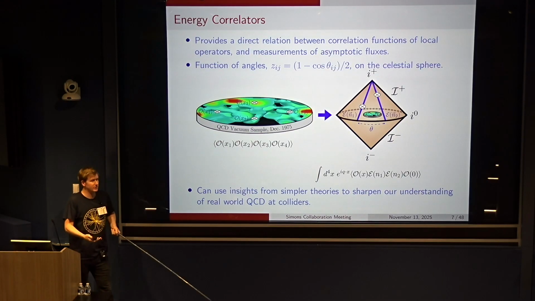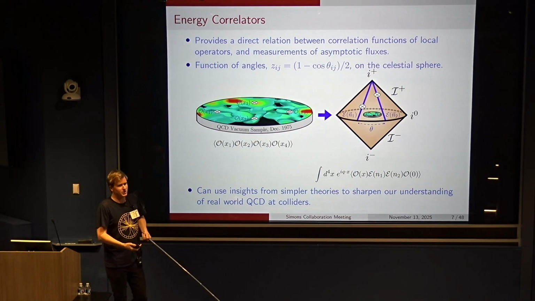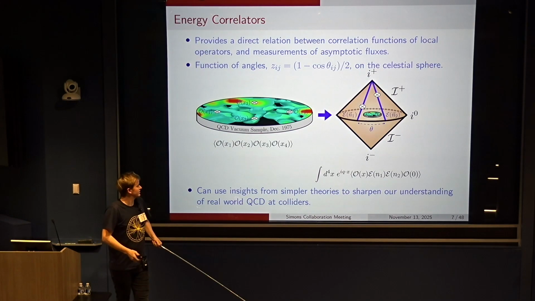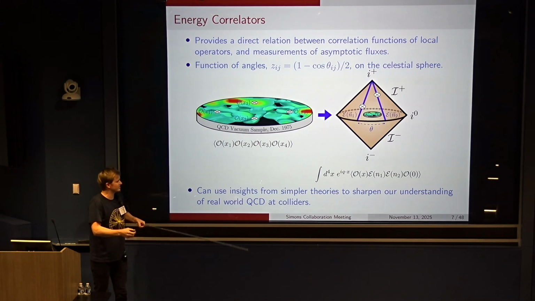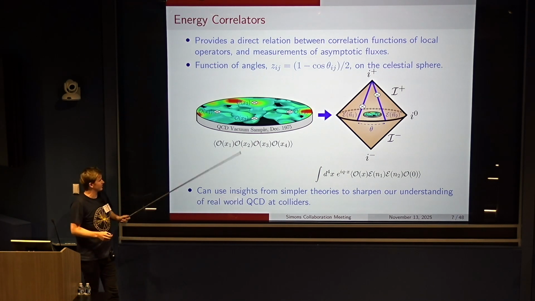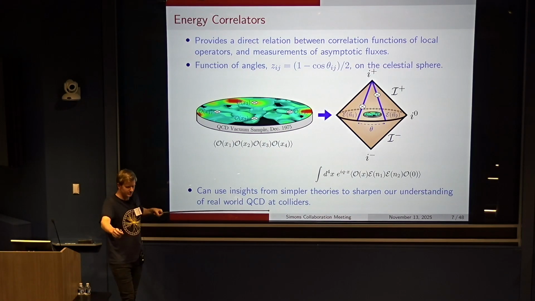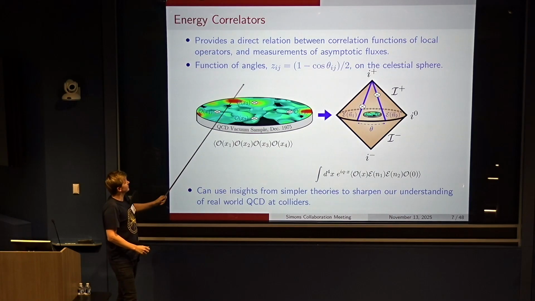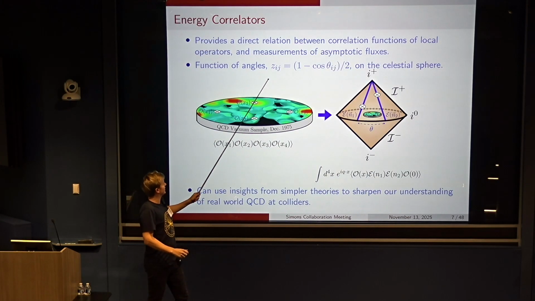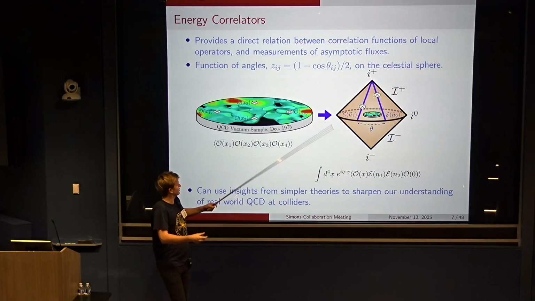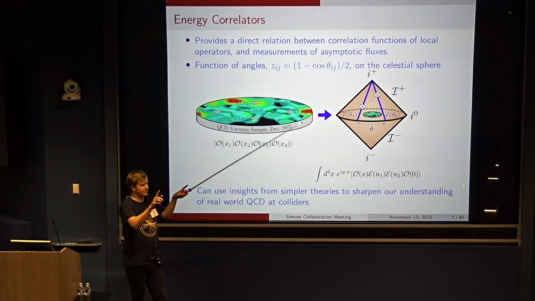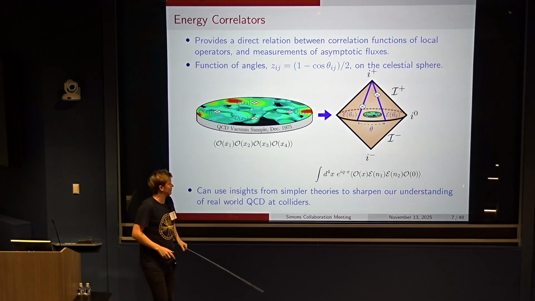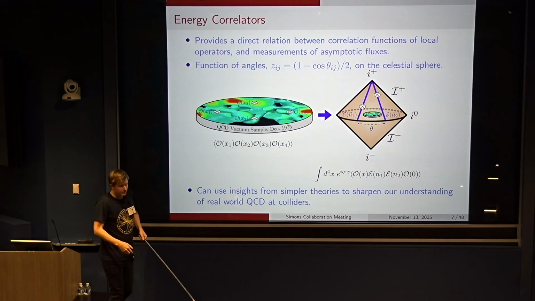And so this was extremely important because it really provided a direct relation between what you can do in experiments, namely measuring these asymptotic fluxes, and the spectrum of local operators of your theory. And so instead of being functions of the positions of these operator insertions like you would have for a normal correlation function, these are now functions of angles on the celestial sphere. And so I'll often denote these angles, instead of doing it in terms of the literal angle, I'll often write it in terms of this variable z, which is just related to the angle like this. And so in particular, z goes to 0 as these two detectors become on top of each other, and z goes to 1 as these two detectors become antipodally separated.